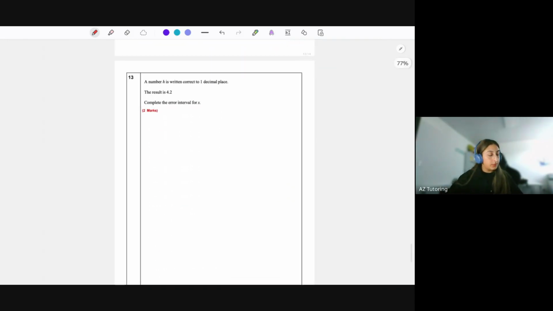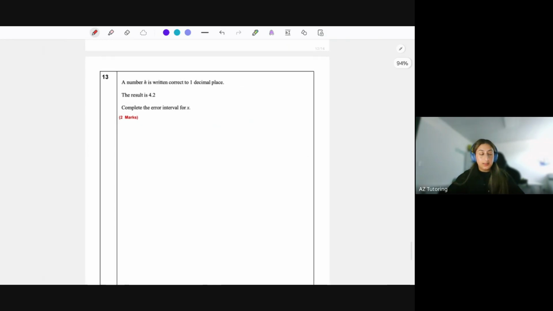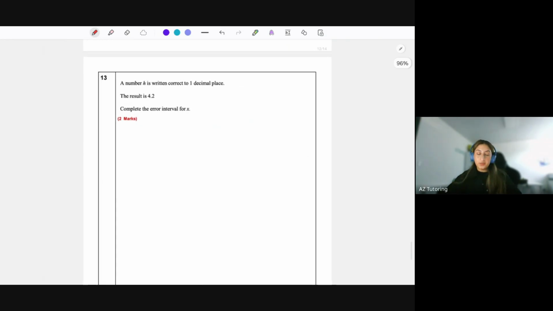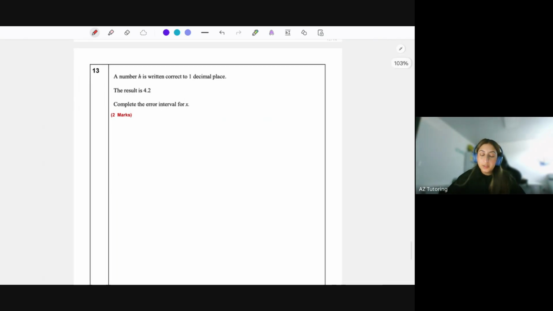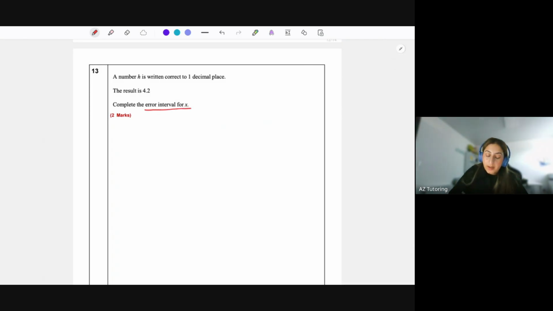So moving on, question 13. This is a bounds question, or we can say intervals. I know Hires calls it bounds. Foundation kids call it intervals. So a number h is written correct to one decimal place. The result is 4.2. Complete the error interval for x.